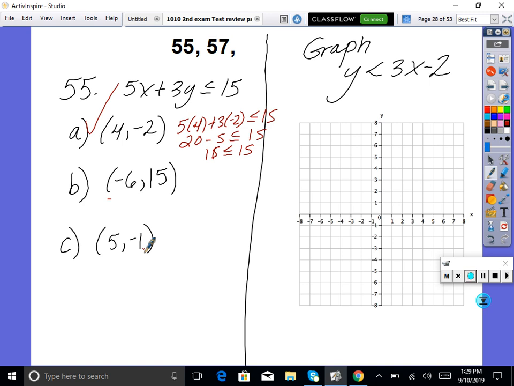This one says graph y is less than 3x minus 2. So remember, your y-intercept is -2, then up 3 over 1, up 3 over 1, up 3 over 1. And this is a linear inequality.